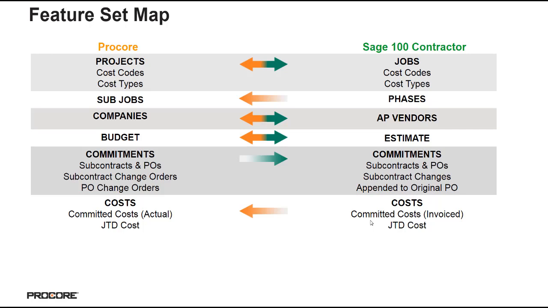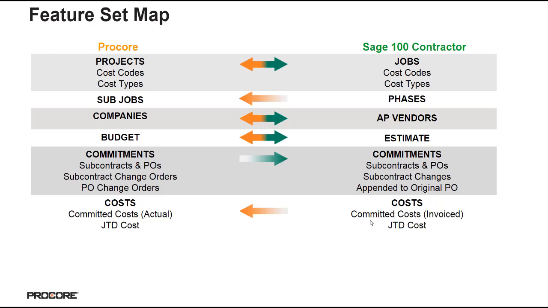So here we're looking at our feature set map between Sage 100 Contractor and Procore. Let's just talk about some of the features that are included with the integration. Now, in some cases, you'll see that our integration is bidirectional or two-way, meaning not only are we able to push information from Procore to Sage 100, but we're also able to pull information from Sage 100 Contractor into Procore.